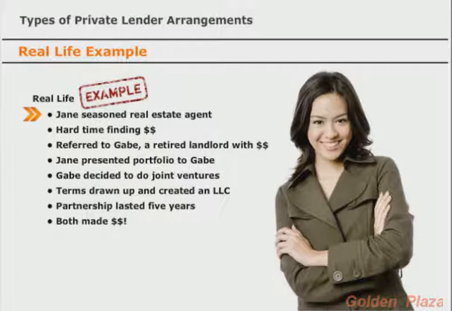Jane was a seasoned real estate agent and investor, but was having a hard time obtaining funds from traditional lenders. A local closing agent she worked with referred her to Gabe. Gabe was a retired landlord and had access to a lot of money and was looking for more deals to invest in. Jane presented her property portfolio as well as a few property profiles that she was hoping he would invest in. Gabe saw many strengths in her approach, but he noticed that she lacked experience. So he decided the safest way for him to invest with her would be to do a joint venture.